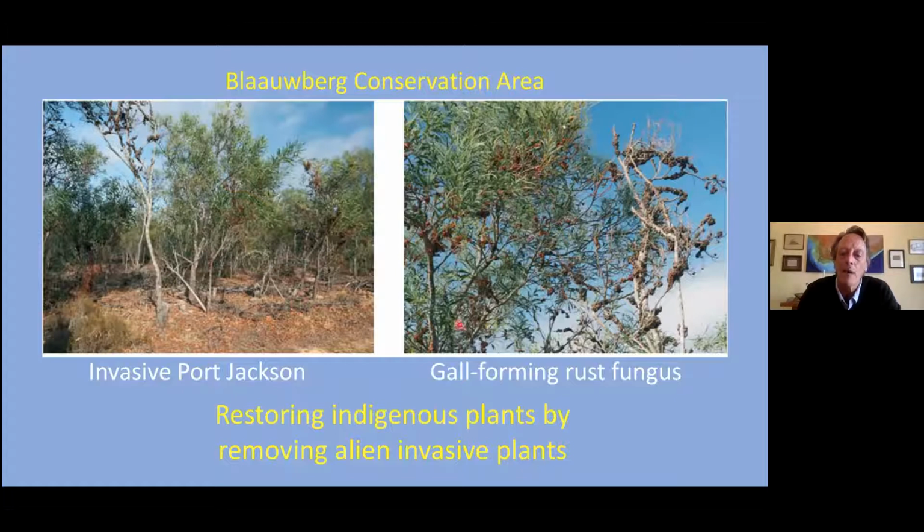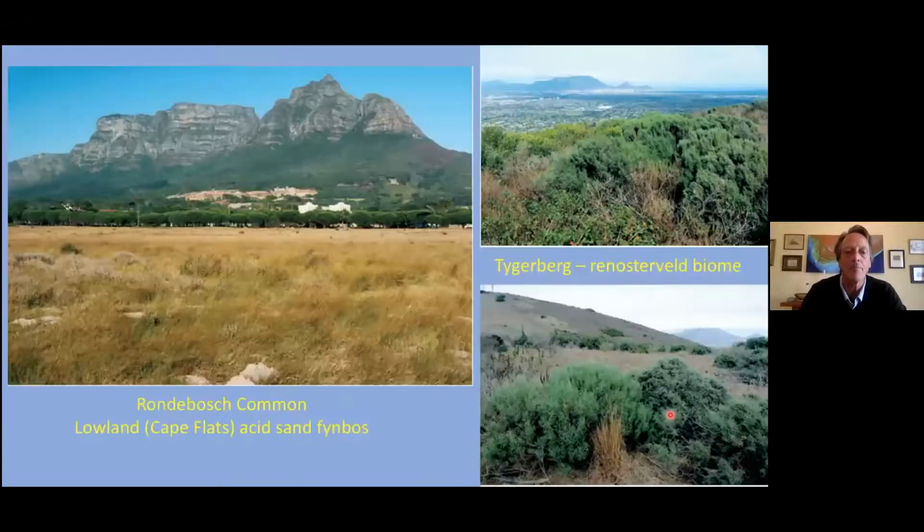But one option is to use these gall-forming rust fungus that helps reduce the number of seeds that they produce. But it's a major task, one which the Working for Water program and others have focused on, and a major effort. And they've made good headway in the Blauberg conservation area, but there's still a lot to be done.